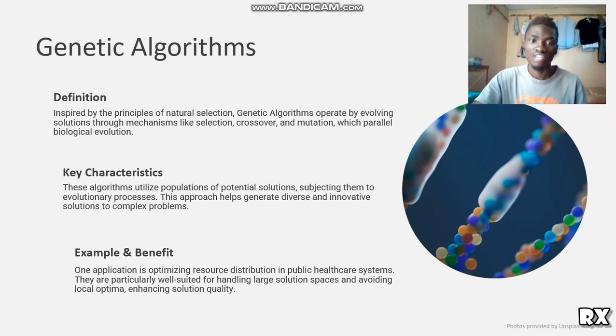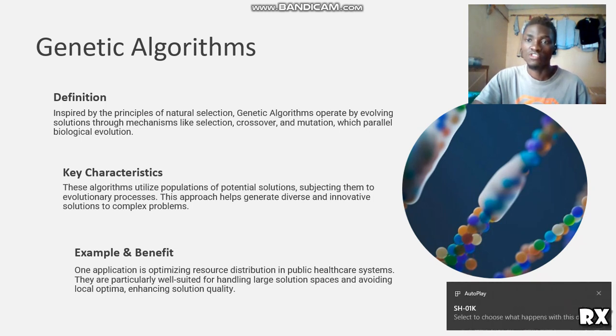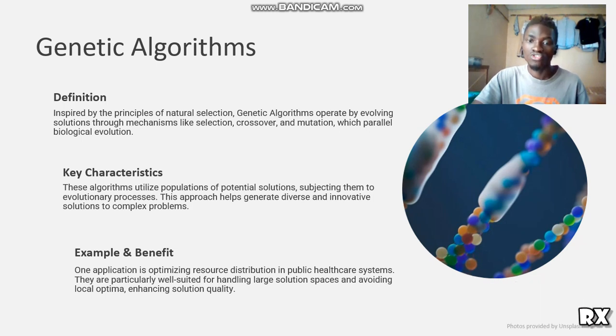The key characteristics include that these algorithms utilize a population of potential solutions, subjecting them to evolutionary processes, as I have explained. The fittest individuals give rise to the next generation. One example is that they are used in optimizing resource distribution in public health centers. This is like when some doctors are assigned to areas they do not deserve to be in. They are particularly well suited for handling large solution spaces and avoiding local optima, unlike hill climbing, which usually gets stuck in local optima.